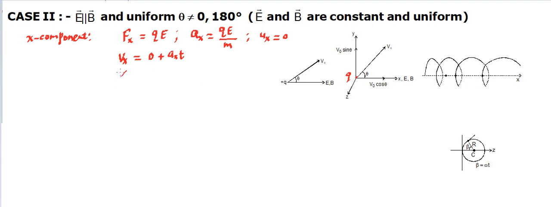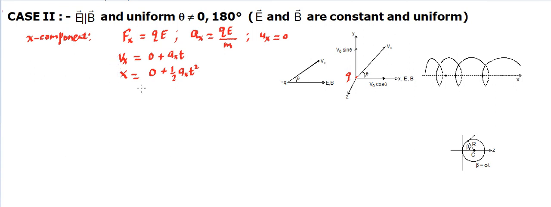Moreover, you can also find the x displacement, or x coordinate, of the particle at any time. It is going to be ut, which is 0, plus half ax into t square. I'm writing 0 for ux, otherwise you can use ut plus half at square for the x direction. That means in the x direction we can find the position, velocity, and all that.